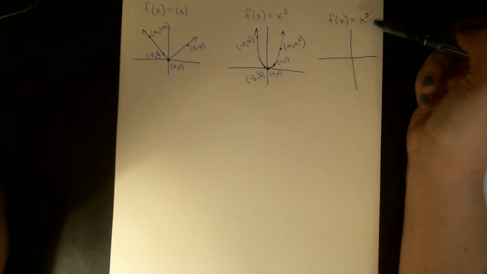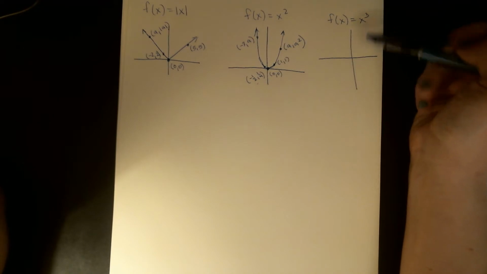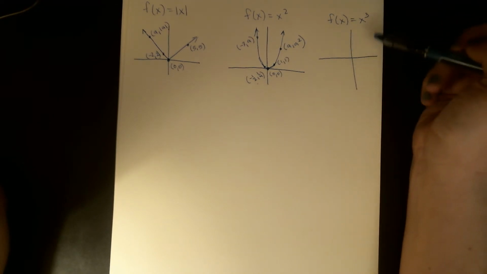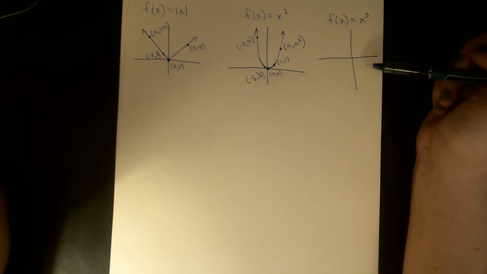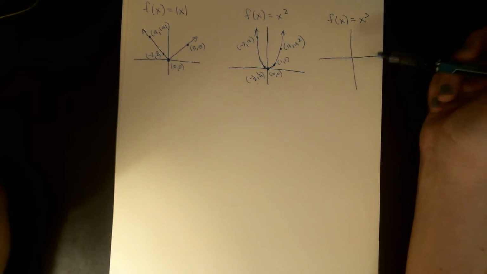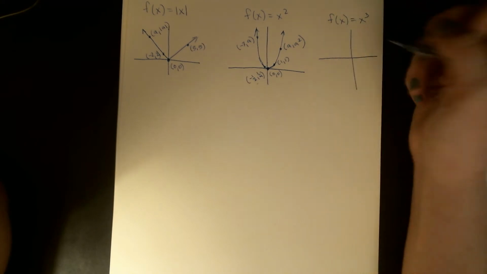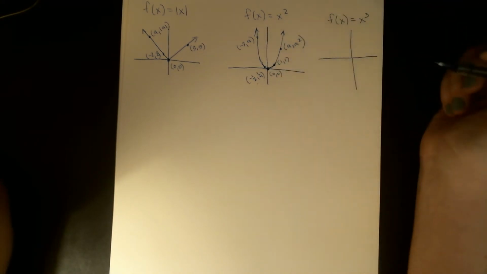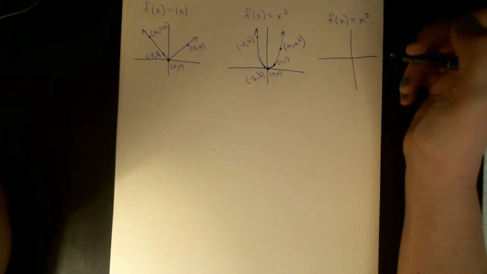One big difference with this one is when you cube a negative number, you get a negative number. So we won't get the only non-negative y values that we got from x squared. It does have some similarities. If you cube 1, you get 1, so it will also go through the point 1, 1. If you cube 0, you get 0, so it will also go through 0, 0.